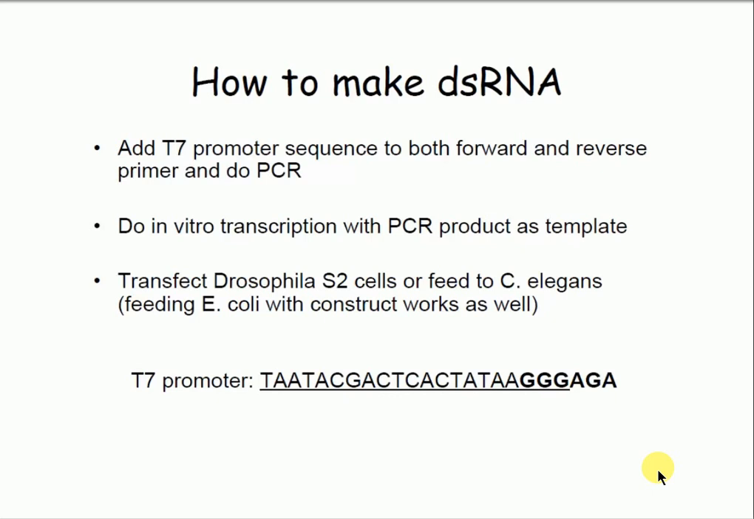And it does this from PCR products as a template. So this is very efficient. And then we can transfect, for example, Drosophila S2 cells, or feed it to C. elegans, and we have RNAi. So this is such a T7 promoter. This is the sequence that needs to be here, and the polymerase will recognize this.